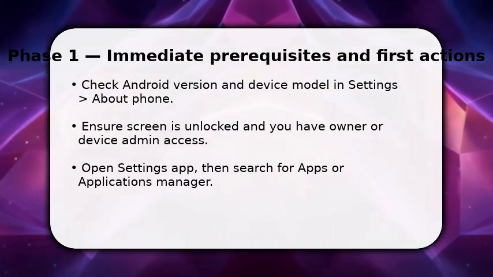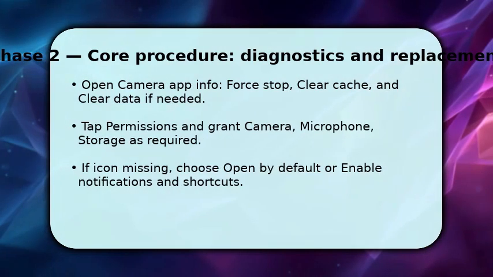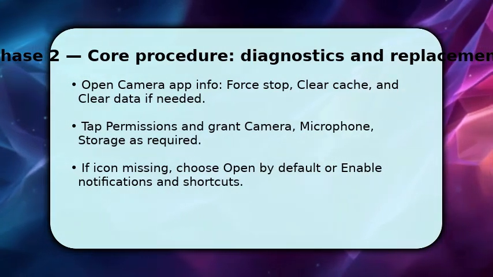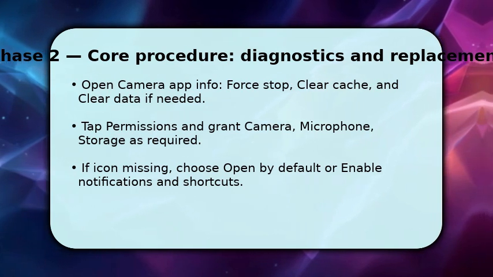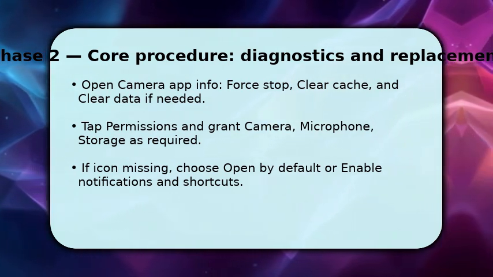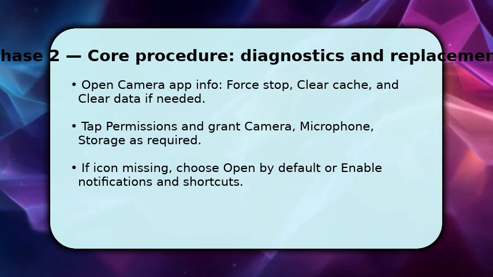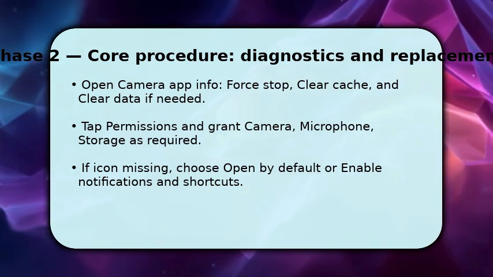Now you perform the detailed steps that actually restore the icon. You tap Camera App Info, then force stop, clear cache, and only clear data if other fixes fail. This resets app state. Next, grant necessary permissions so the OS can show shortcuts and widgets.